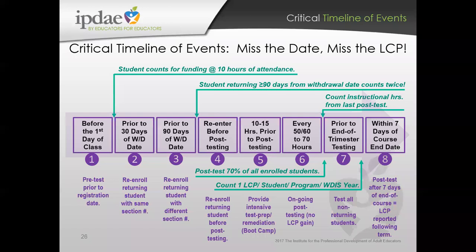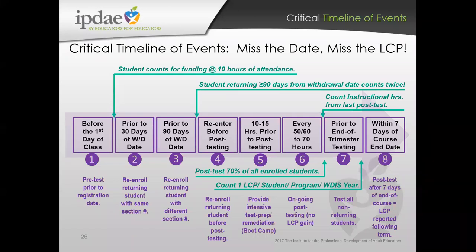Number 3 is critical. It's similar to 2, but if the student returns 90 days after his or her withdrawal date, this student is now counting twice. So you really want to get them back before those 90 days. At number 4, be sure that you re-enter them before you post-test them, please. This is so important. At 5, remember, we want to prepare our students for post-testing. So 10 to 15 hours prior, put them through like a mini boot camp targeting their competencies or standards that are still not mastered.